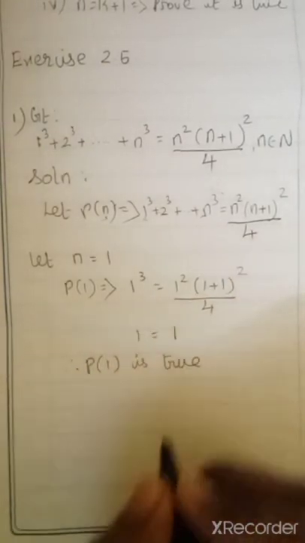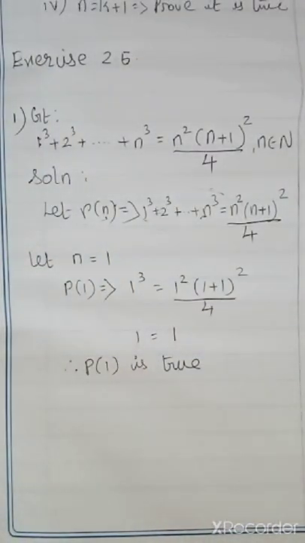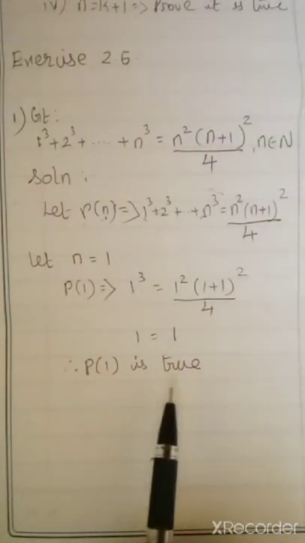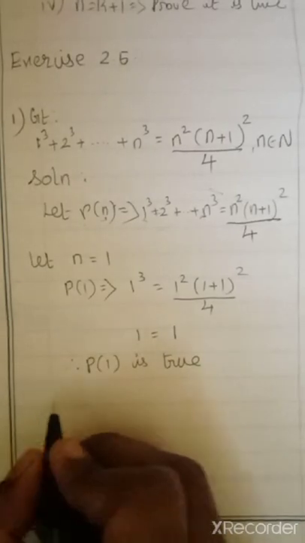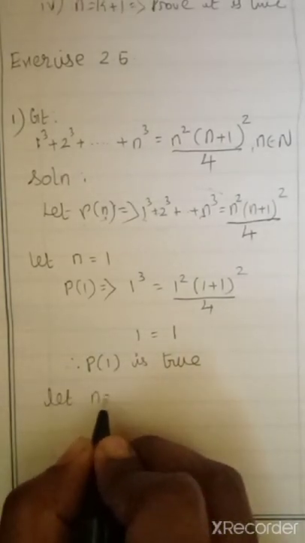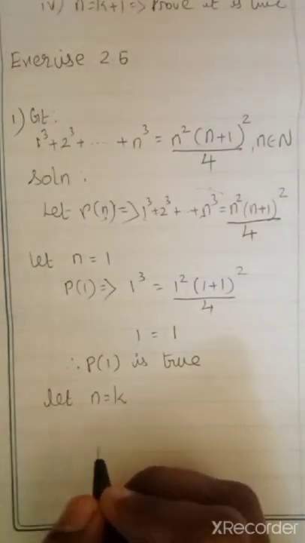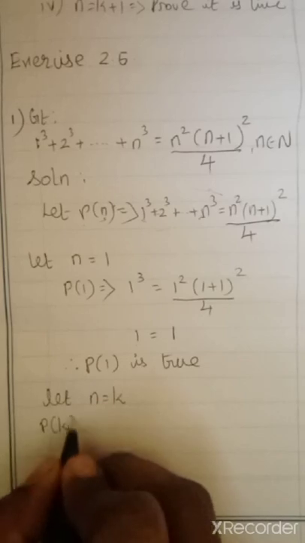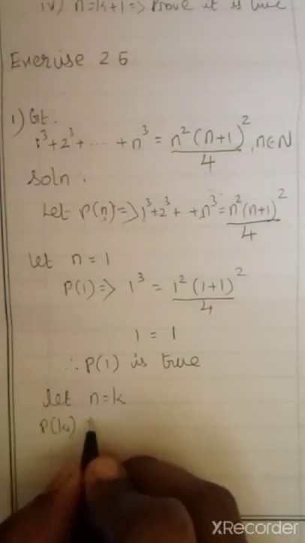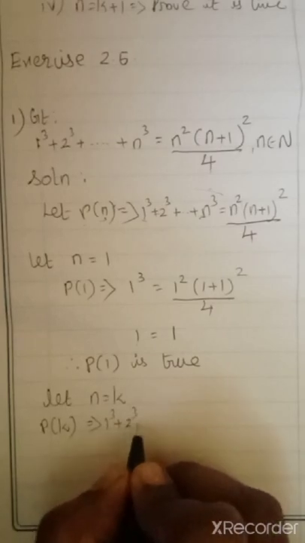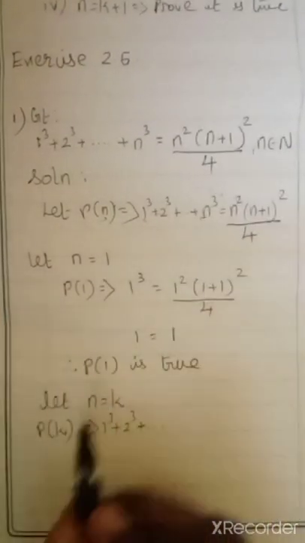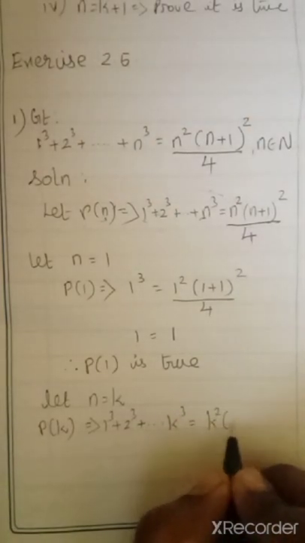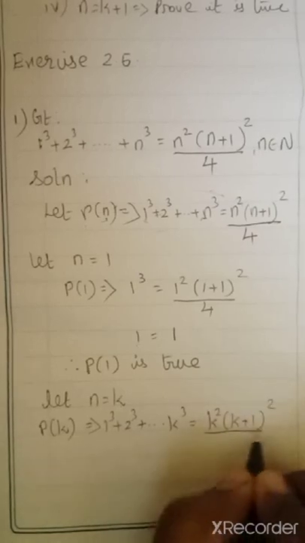So this is your second step, right? We have to take n equal to 1, then we have to prove it is true. So we took n equal to 1 and we proved P of 1 is true. Correct? Okay. What is your next step? Let n equal to k. So what we have to conclude, assume it is true. Correct? So P of k implies 1 cube, 2 cube, etc. up to, instead of n, what we have to substitute? k. So k cube equal to k square, k plus 1 the whole square divided by 4.